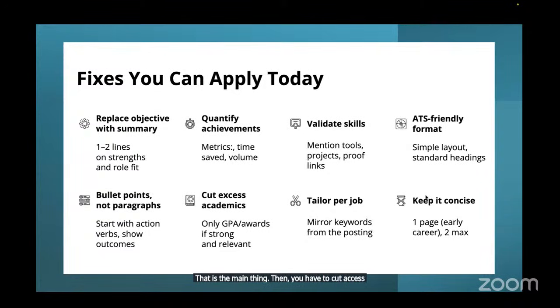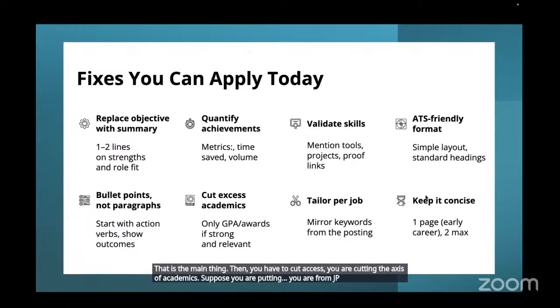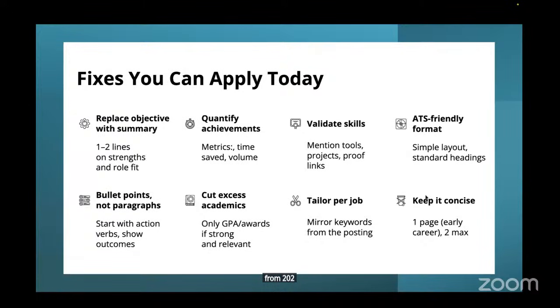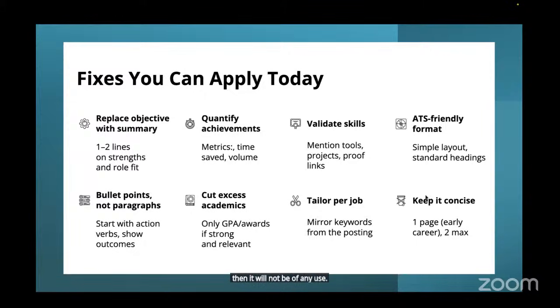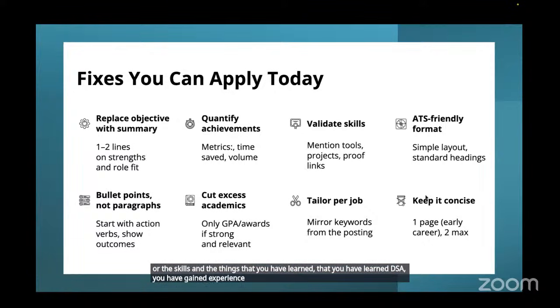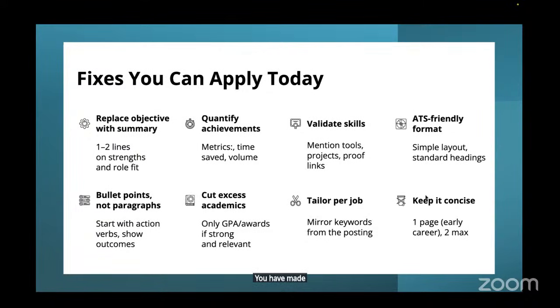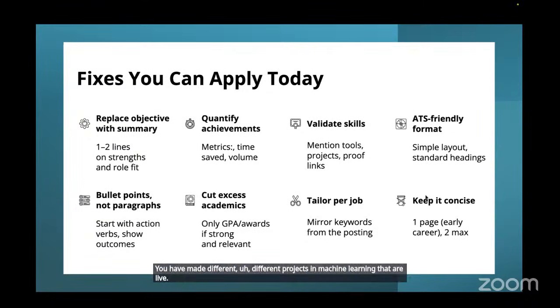You are cutting the axis of academics. Suppose you are from JP Institute of Engineering and Technology, Noida. You are putting JP Institute, Noida, from 2020 to 2024, and you are not putting your CGPA and your skills, your relevant things that you have done over there. Then it will not be of any use. You have to put your average CGPA, or the skills and the things that you have learned, DSA, you have gained experience in machine learning, you have made different projects in machine learning that are live. So like this you have to work on it.